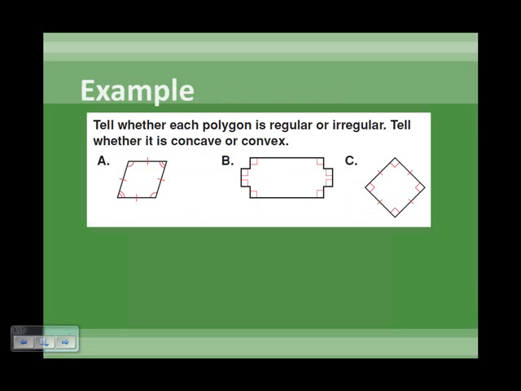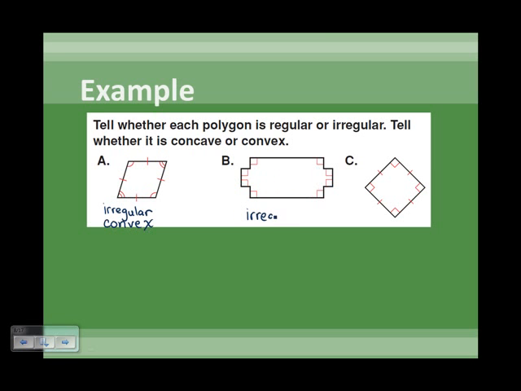Okay? Alright, so let's classify these polygons now. First, we have to tell whether they're regular or irregular, and then following that, we have to tell whether they're convex or concave. This guy here has all four sides congruent, but all four angles are not congruent, so it's not regular. Therefore, we're going to label it irregular. And if I were to draw the diagonals, they would exist solely on the interior of the figure, so this guy is convex.